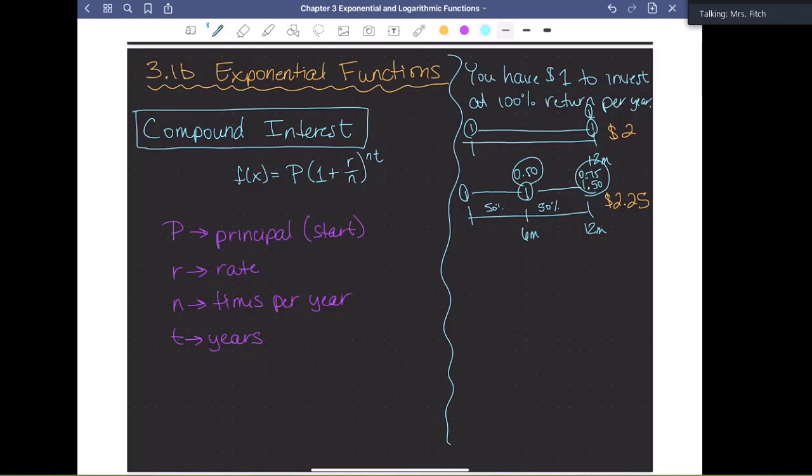We can even do it for, let's say, quarterly. If I wanted quarterly, that means 4 times, so that would be every 3 months, right? We're still going to get paid that 100% through the entire year, but every 3 months, what percentage are they going to pay us?